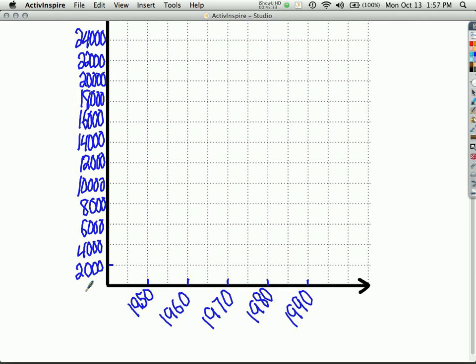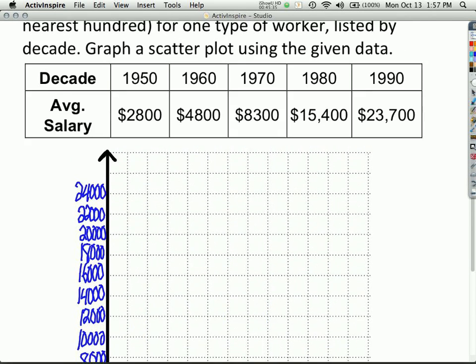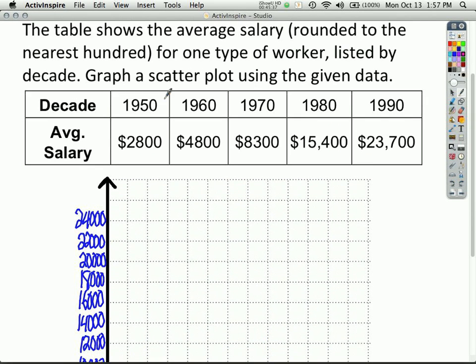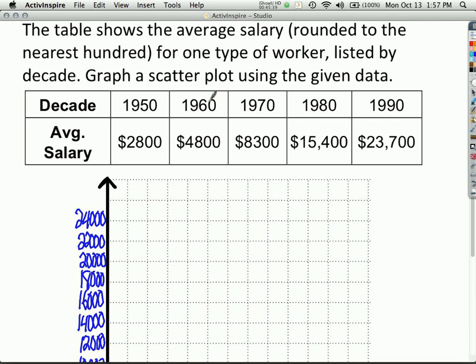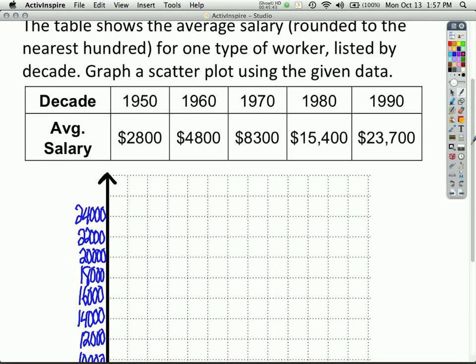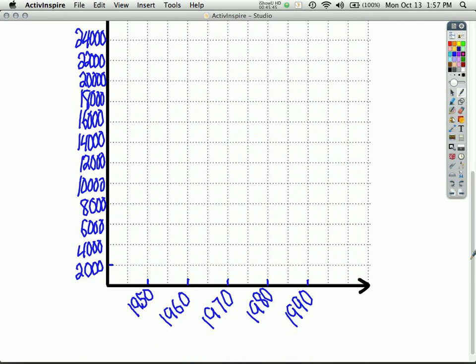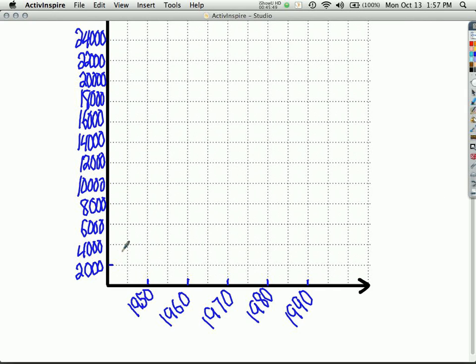So now, what are the ordered pairs? Mark helped us out. This is the x, and that's the y. X, y, x, y, x, y, x, y. We have 4 ordered pairs here. So, 1950, 2800. Well, that's close to 3,000, and 2800 is a little bit less than 3,000, so I'll go a little bit below that, and I'll put a dot.